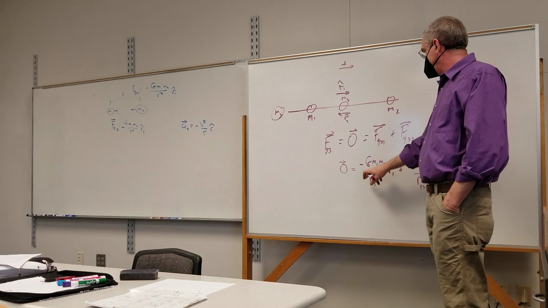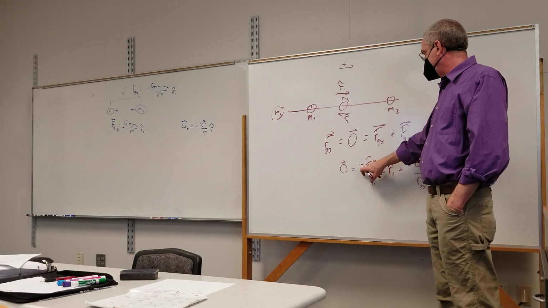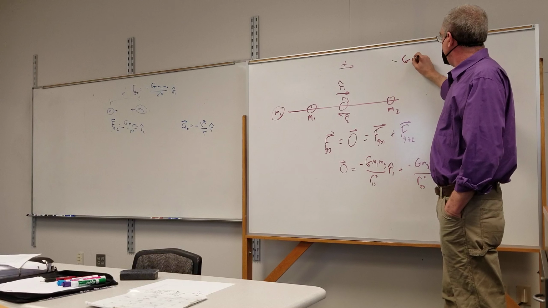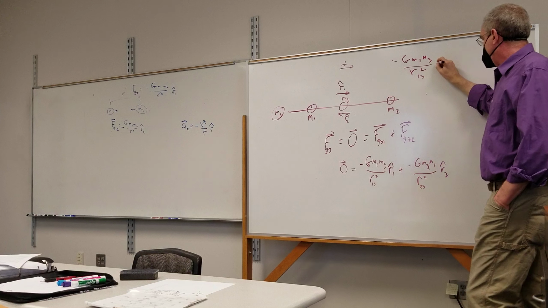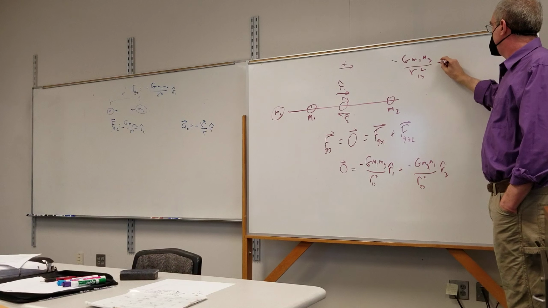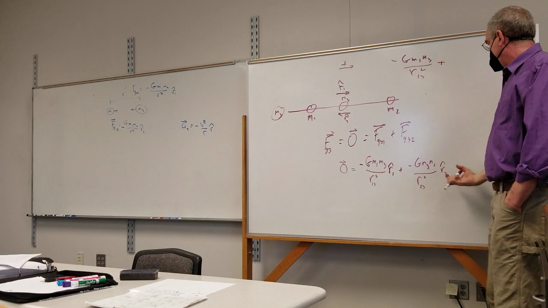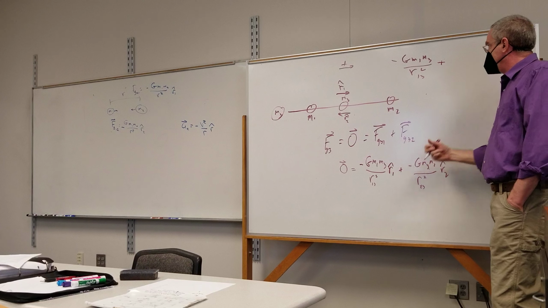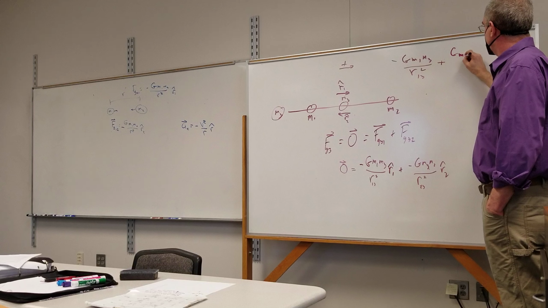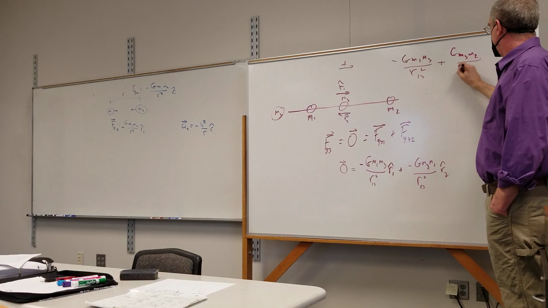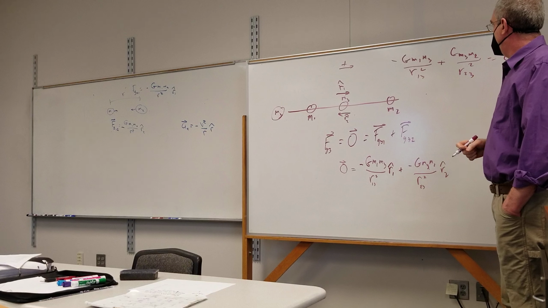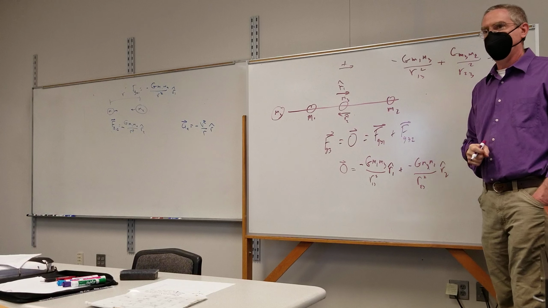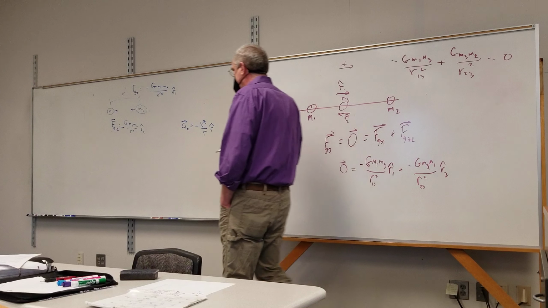And so this r1 hat is positive, so I get negative G mass 1 mass 3 over r13 squared, plus r2 hat would be negative, so the negatives cancel out, G mass 3 mass 2 over r23 squared, equals 0. That's the formality of it.